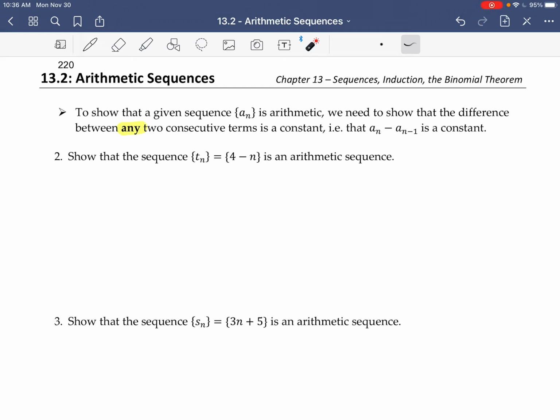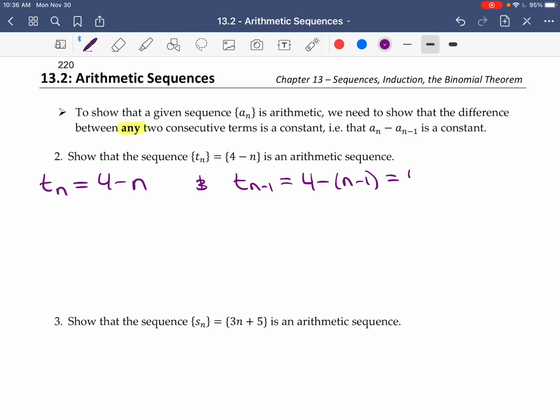Okay, so let's try one of those. Here I have a sequence Tn is equal to 4 minus n. It tells me this is an arithmetic sequence, but I want to show it's an arithmetic sequence. So I'm going to use the fact Tn is 4 minus n, and Tn minus 1 is 4 minus n minus 1. So that's actually 4 minus n plus 1, so it's 5 minus n.